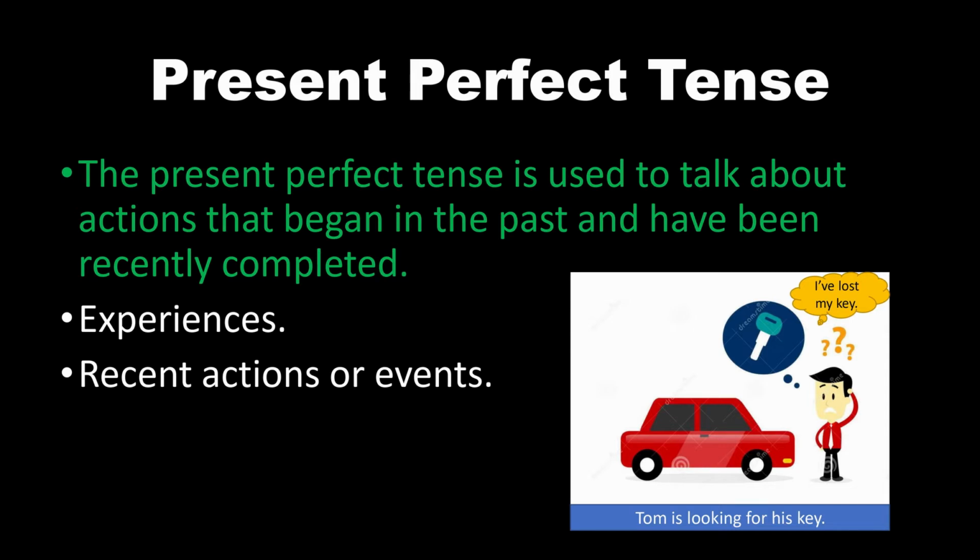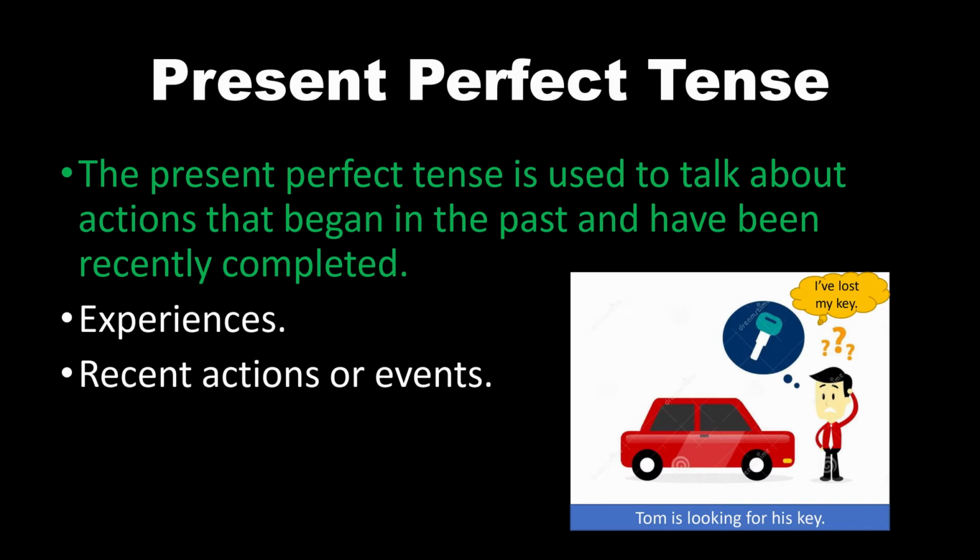Let's see one example. Tom is looking for his key. He can't find it. He has lost his key. He lost it recently and he still doesn't have it. We use has or have plus past participle form of the verb to form the present perfect tense. That I will explain to you in the next slide.